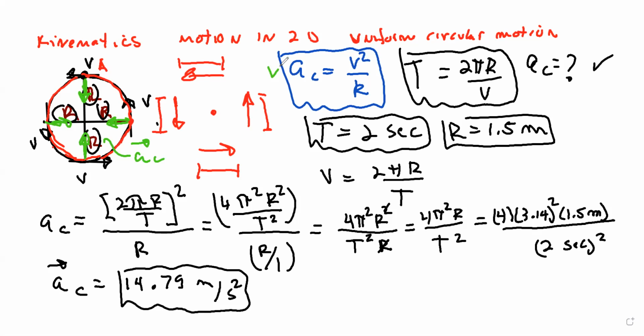And here is the solution of one problem in 2 dimensions. And this is kinematics, and this is motion in 2D. And this is uniform circular motion, where you have the velocity vector changing in direction, but the speed is the same. And we have solved this problem.